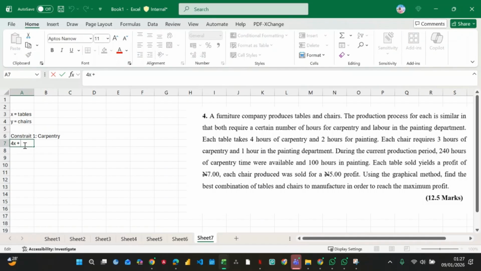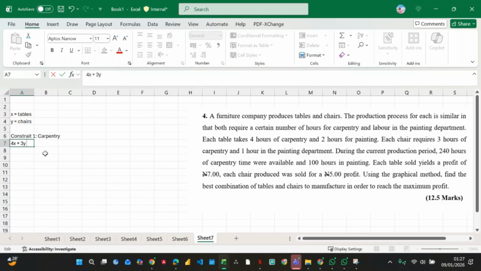Now this is our table, X. Our X is what? Our X is table. Our Y is what? Chairs. Okay. So why are you saying now the carpentry and the painting are the constraint? You understand? Yes.